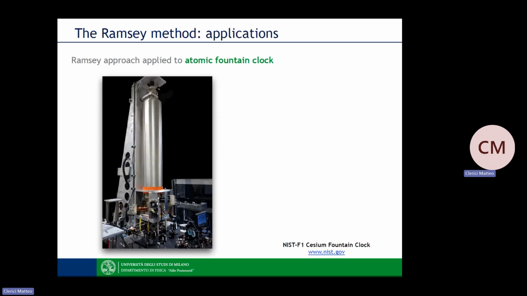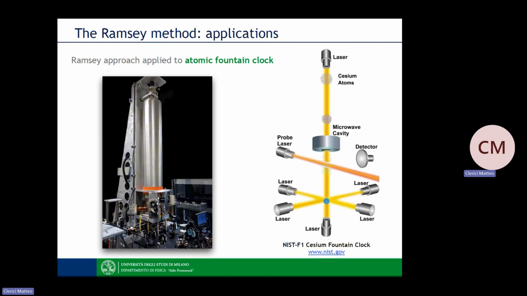So if you want to apply our precision bounds to actual atomic clocks or experiments, we apply our result to, for example, the atomic fountain clock. This is a picture of the one at the NIST in the United States. Probably you know how an atomic fountain clock works, but a few words about it.